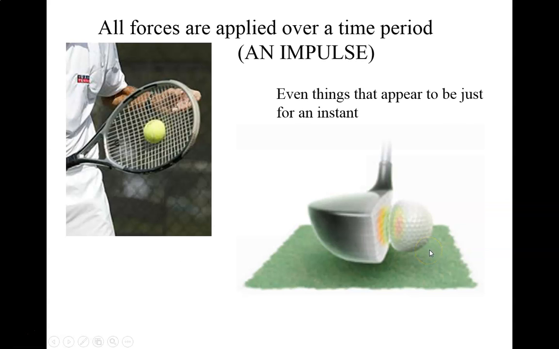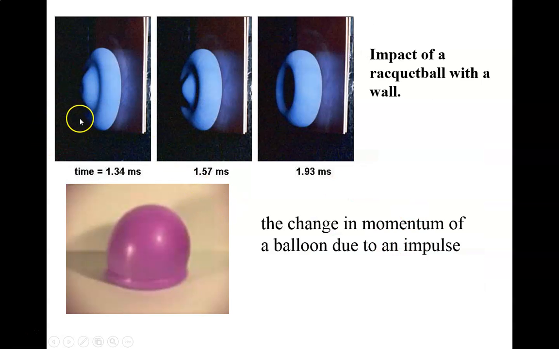So any force that exists is applied over some time frame, which means it delivers an impulse. Even things that happen very, very quickly, for example a tennis ball bouncing off a tennis racket, you can see the strings stretching here as that ball is being decelerated and then reaccelerated the opposite way. When you drive a golf ball, that ball looks like it whacks away almost instantaneously, but that ball is deformed severely in the process, and that's the time over which the impulse is applied.